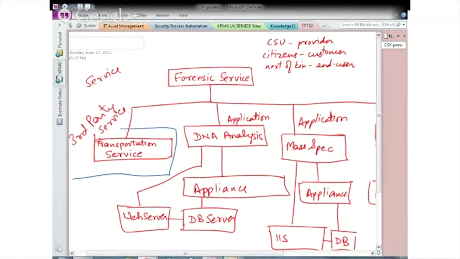Let me switch back to the slide very quickly. Oh, this is not good. Sorry, my system restarted for some reason.